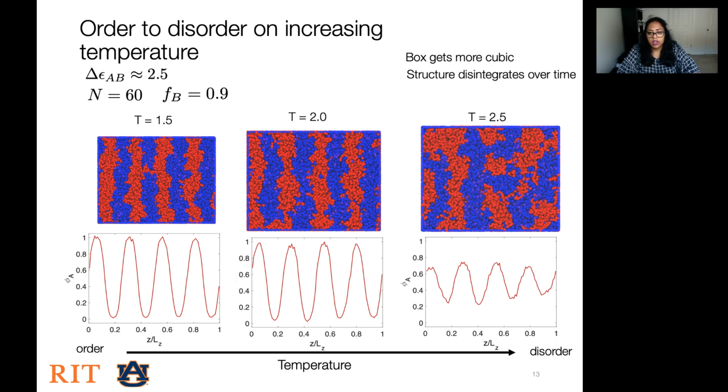So if I do simulations at different temperatures, you can see at low temperature, we really have ordered structures. And at higher temperature, the structure becomes disordered. And we can examine the volume fraction profiles. At lower temperatures, you have high amplitudes. And then as you go towards disorder, you basically get much lower amplitudes. And so the structure disintegrates over time, and the simulation box gets more cubic. And so all of these are indicators that you're getting a disordered structure.